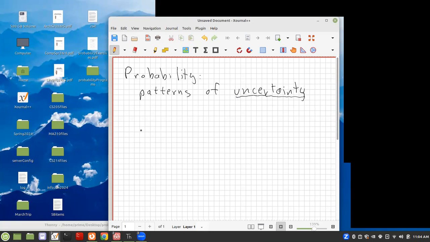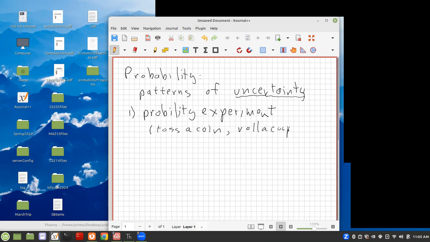And so probability is about those patterns and how to extract some certainty out of uncertainty, and what you can do with that. Okay, so the first idea is that you have a set of technical terms or ideas. The one thing you have is a probability experiment, and that's just some event or action that you consider to be your probability experiment. The simplest ones, for example, would be to toss a coin, or roll one or a couple of dice, things like that.